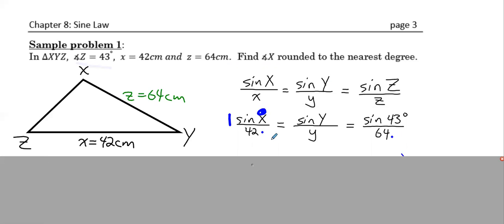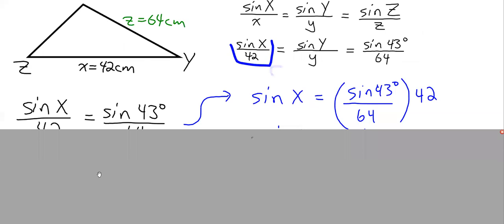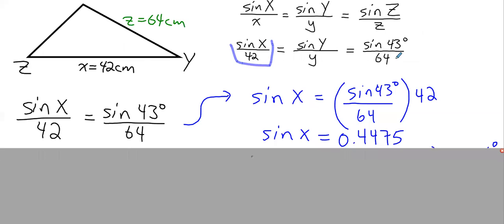So if you have part of this ratio complete and all of this complete, then you're going to set up an equation between these two ratios. That one there and that one there. You can't use the middle one. There's no information for you to use. So you set up an equation using those two ratios. Now you have a way of solving for X. Multiply both sides by 42.